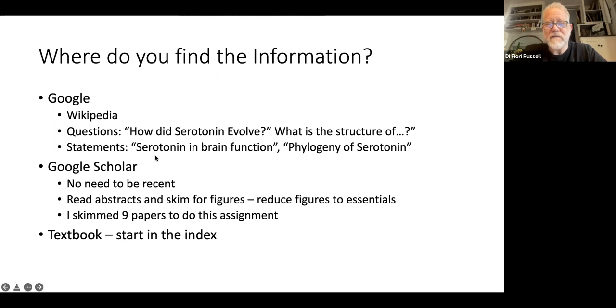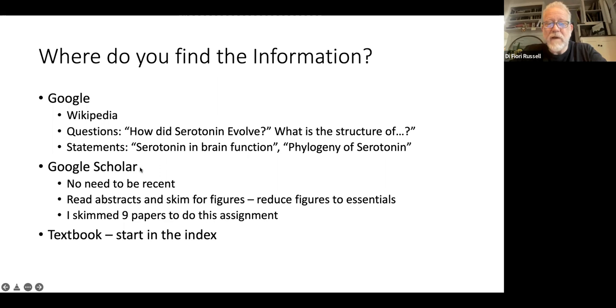You can state things like, is there a relationship between serotonin and brain function? What is the phylogeny of serotonin? And maybe do an image search and see if you get the phylogeny of that. So being specific, once you get down to the categories, sometimes helps in generating the info you need to put into your analysis.